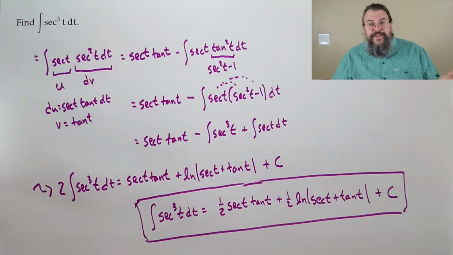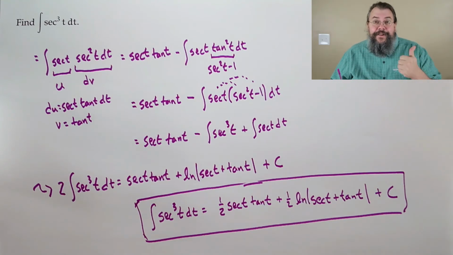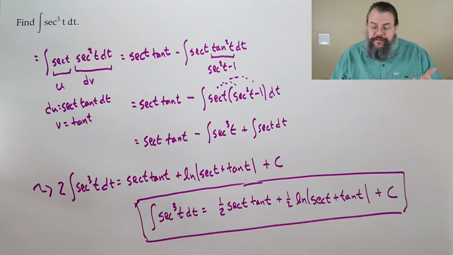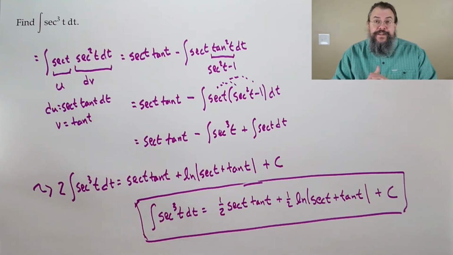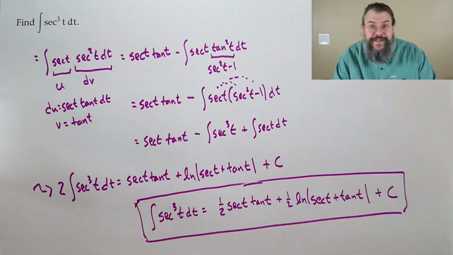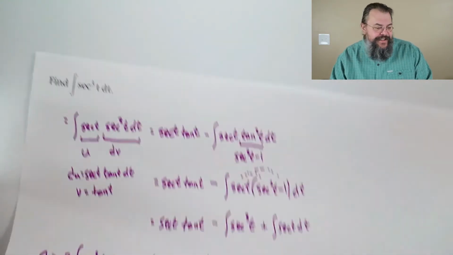Now, of course, this is secant cubed, so we now can integrate secant and secant cubed. You might say, well, okay, what about higher powers of secant? Can we do something for that? And the answer is yes. So let's really commit. Here we go.